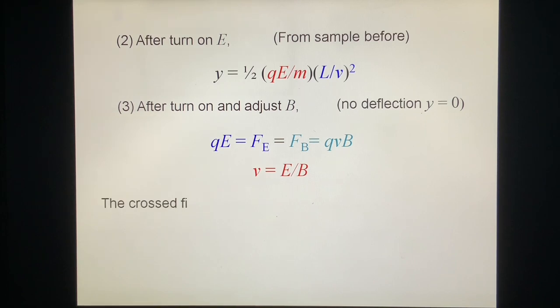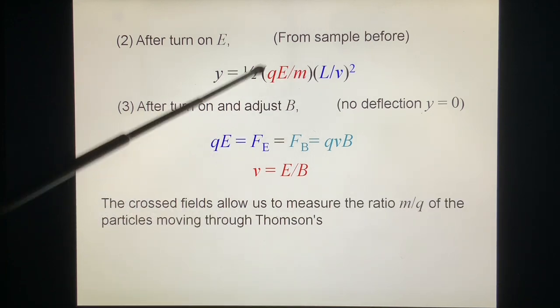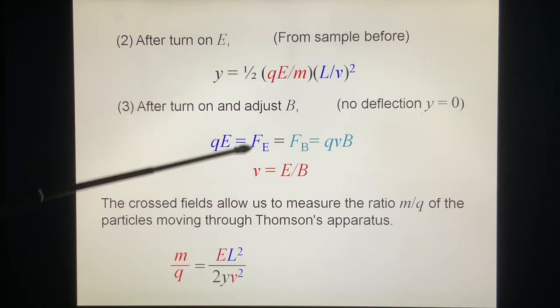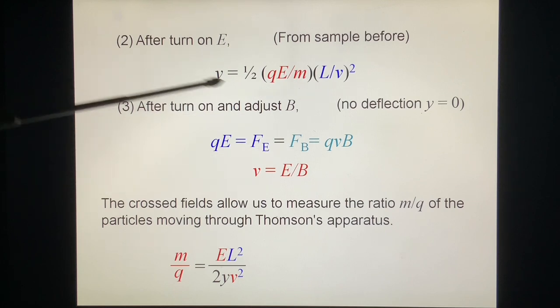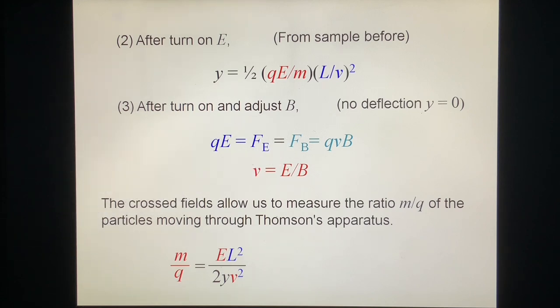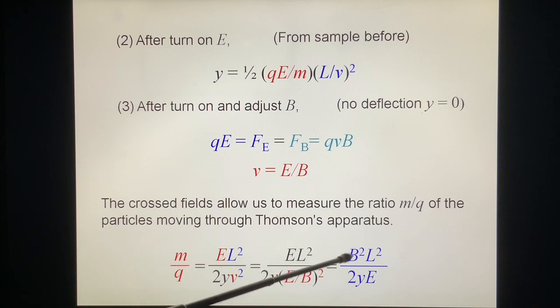The crossed field allowed us to measure the ratio M over Q of the particle moving through Thomson's apparatus. M over Q equals E L squared over 2 y V squared, and V equals E over B. We put V equal to E over B inside, cancel one B and one E, and we get M over Q equals B squared L squared over 2 y E. Now we measure this y, and we can get M over Q.